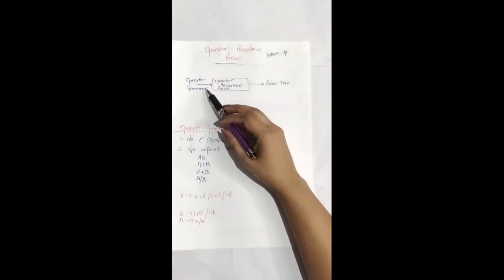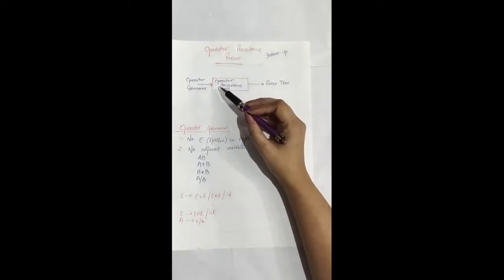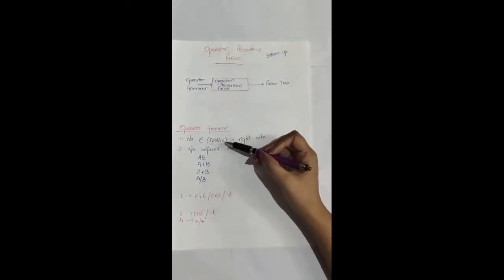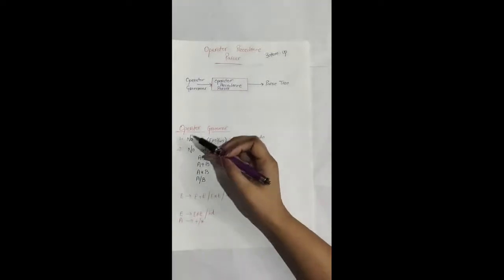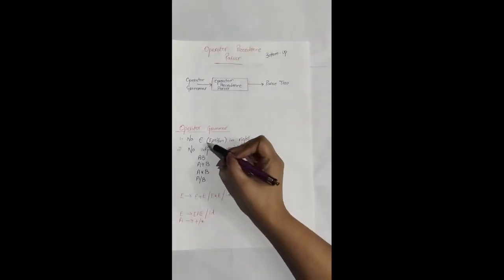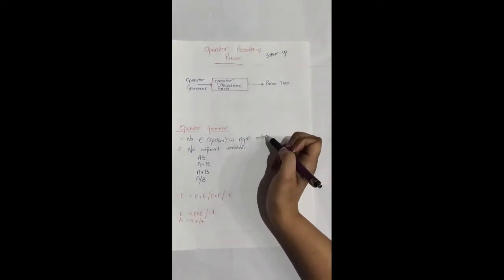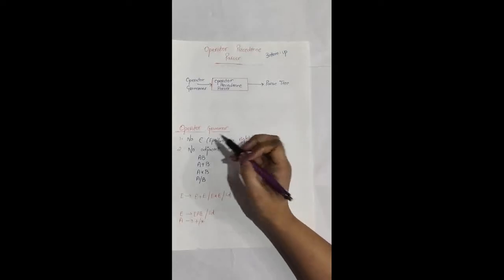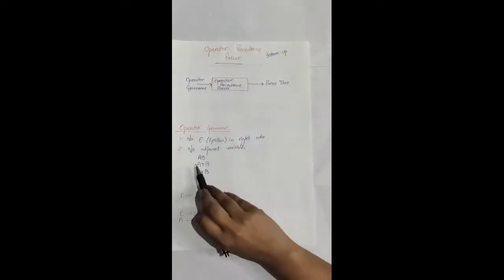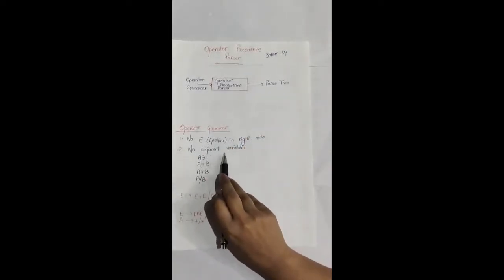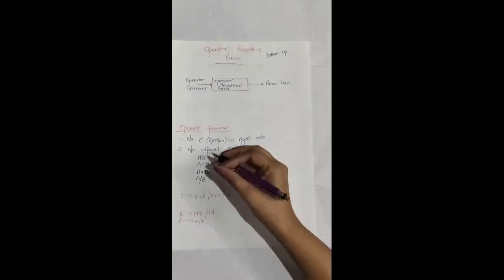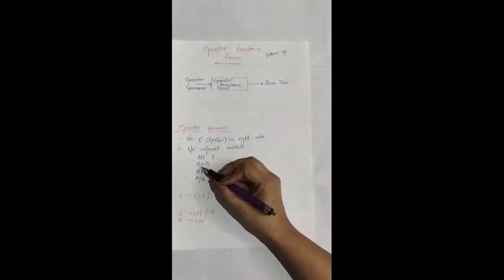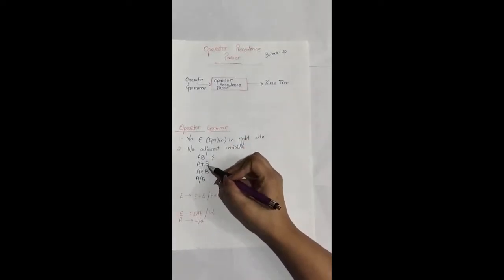Now you may wonder, what is this operator grammar? Any grammar is said to be an operator grammar if it satisfies these two rules. First rule states that there should not be any epsilon in the right hand side of the production rule. And second rule states that there should not be two adjacent variables together. For example, AB should not be there. And A plus B is an operator grammar.